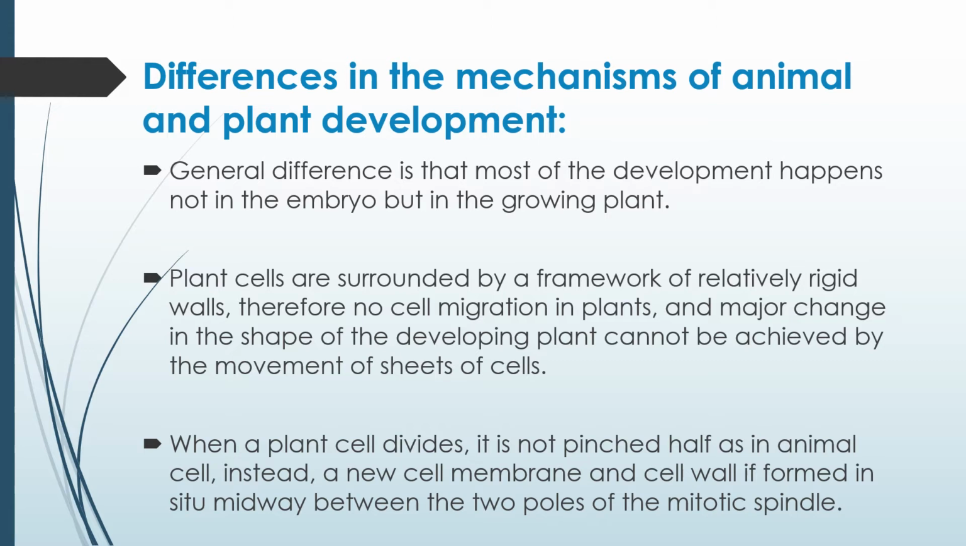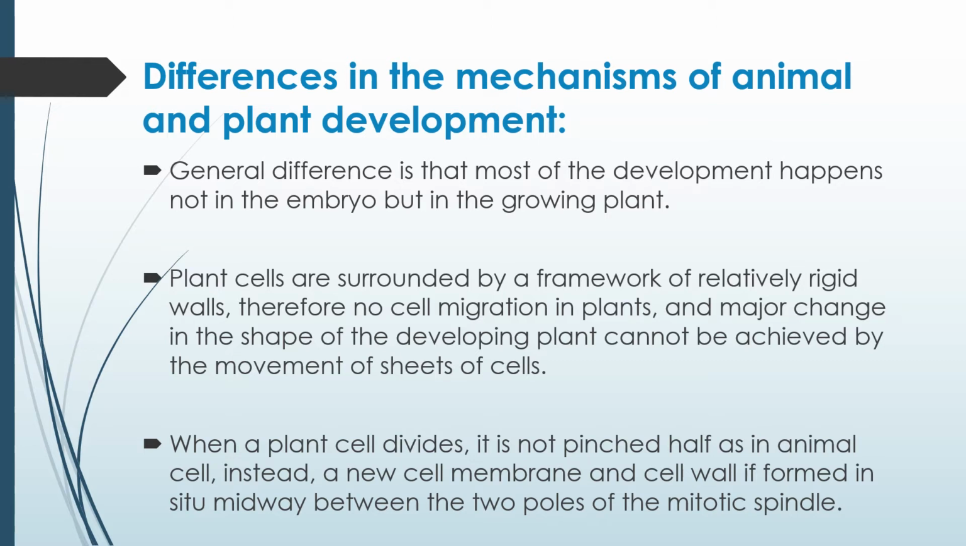Okay? So, plant cells are surrounded by a framework of relatively rigid walls, therefore no cell migration in plants, and major change in the shape of the developing plant cannot be achieved by the movement of the sheets of cells. Okay, so kung sa animal cell, more likely the changes do happen when it comes to the transportation or the travel of the embryonic cells, 'di ba? We have the ectoderm, mesoderm, and the endoderm. Dito naman sa plants, wala silang ganun, wala silang sheets of cells. Okay? Para mag-develop or mag-infold man dun sa embryo.